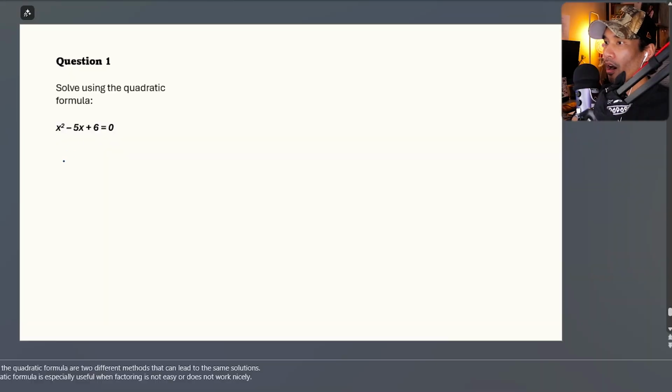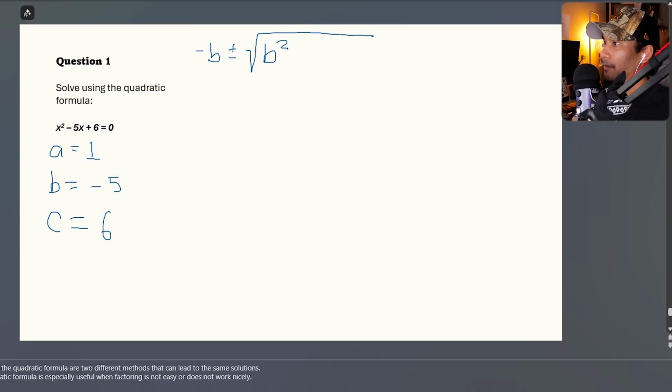So what are our coefficients? What does a equal? What does b equal? And what does c equal? Okay, a just equals 1. There's nothing in front of this x, it's just a 1. Perfect. And then b equals negative 5. And then c equals 6. So we have our coefficients. Let's go ahead and plug them into the equation, which is negative b plus minus the square root of b squared minus 4ac over 2a.